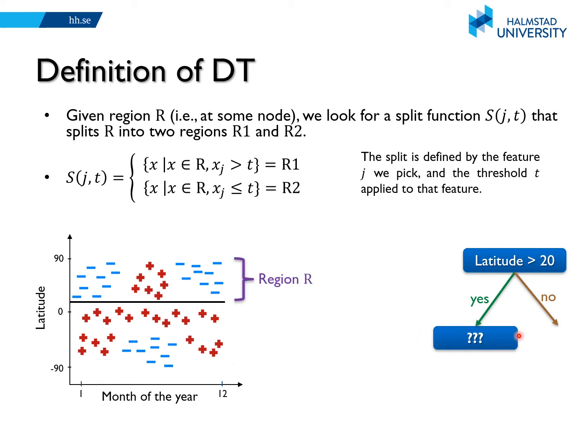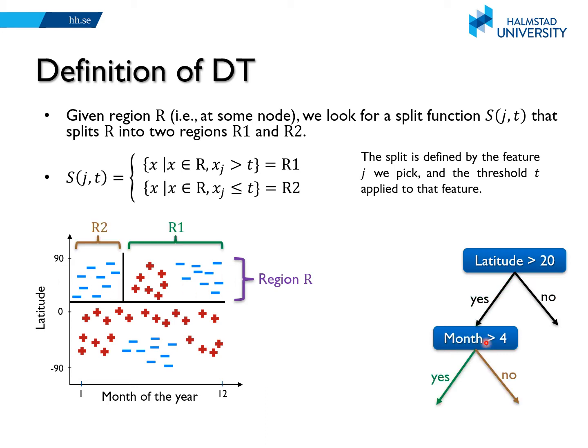And now we repeat the same thing recursively. So we take this subregion, it's now our region R, and we want to split it into two more regions, R1 and R2. So this corresponds to asking a question at this node here. So we need again to pick a feature and a threshold in order to split this region R into two more subregions, R1 and R2.